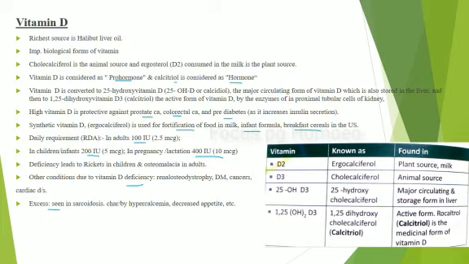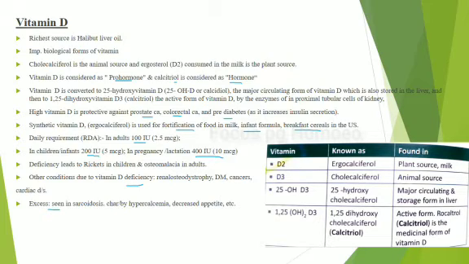Next is vitamin D. The richest source is halibut liver oil. It is the most important biological form of the vitamin, and its active form is calcitriol. Also, a medicinal form of vitamin D is 1,25-dihydroxycholecalciferol. Cholecalciferol is the animal source, and ergosterol, consumed in milk, is the plant source. It is considered a pro-hormone. Calcitriol is a hormone.